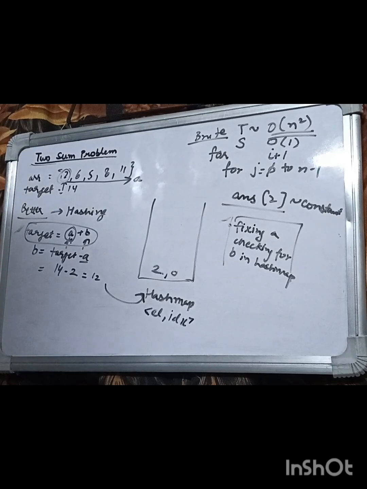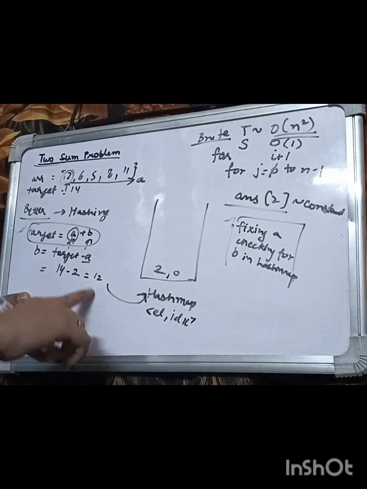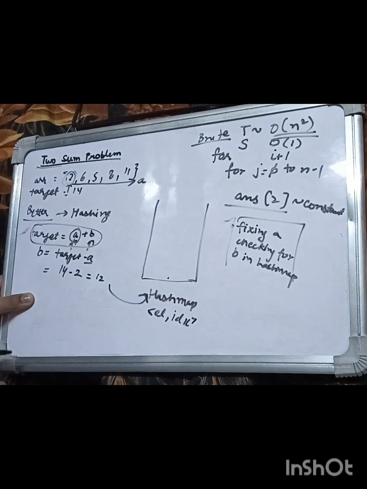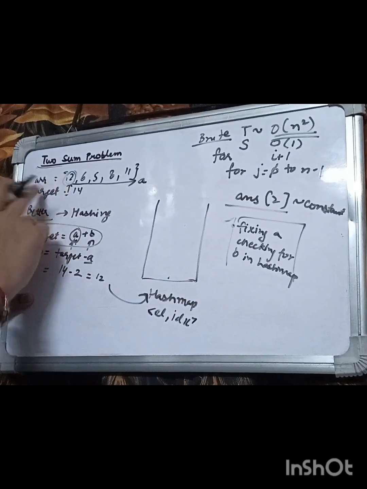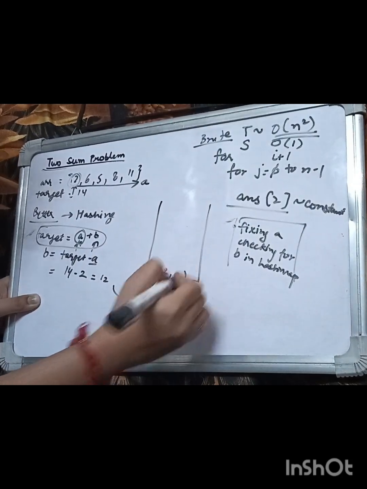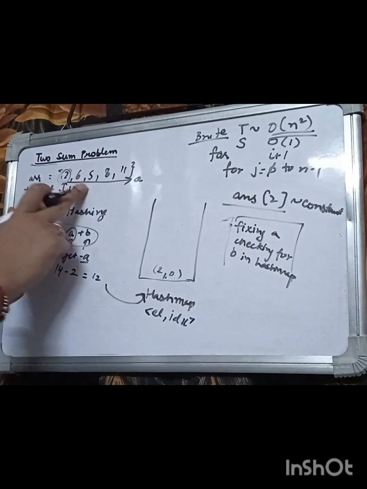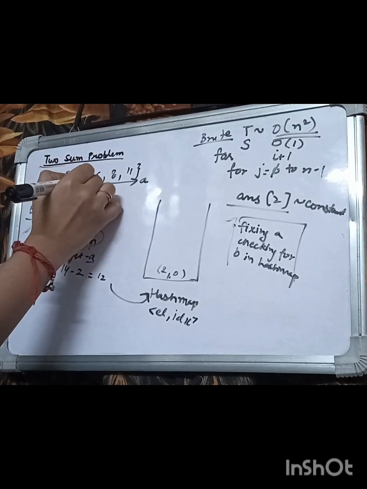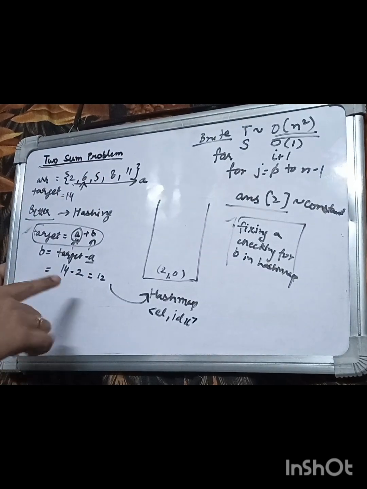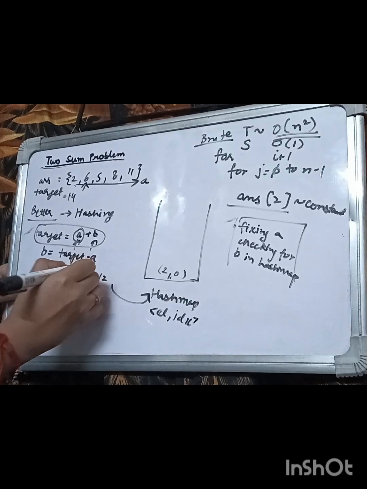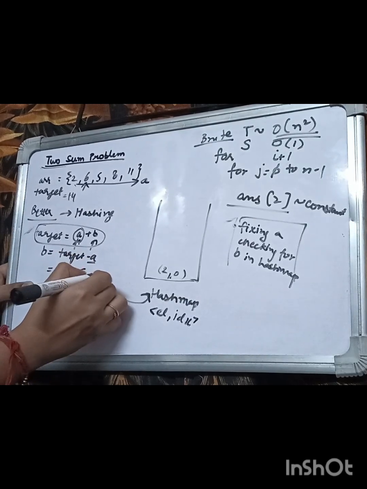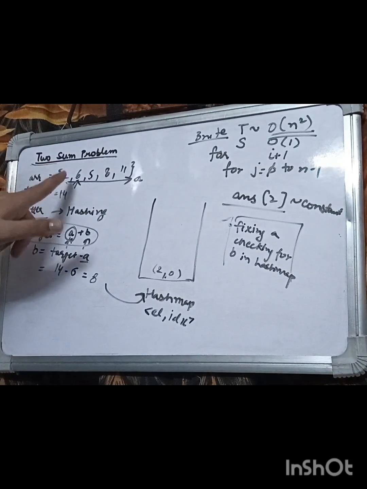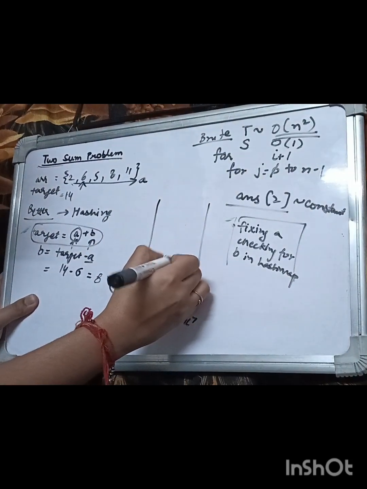Okay, next. Do we find this 12 in the hash map? At this point the hash map was empty. Okay, we do not find it, so just add this a into the hash map. Now go for the next element. We go for this 6. Here we will search for this element 8. Is 8 in the hash map? No, there is only 2. So you just add this 6 into the hash map.